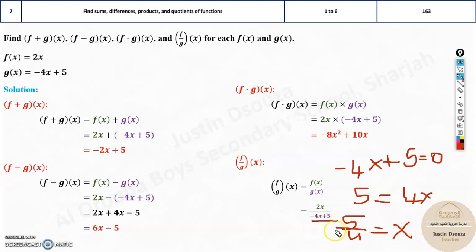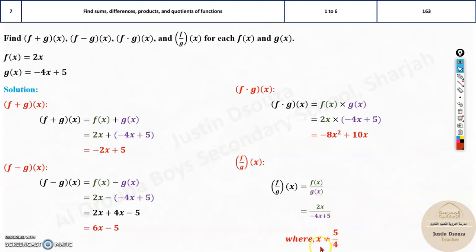So basically when x is 5 by 4 here, this will be undefined. So avoid this term. So this should not be equal. X should never be equal to 5 by 4. Any value other than that is fine. This is how we solve this very basic, very simple problem.